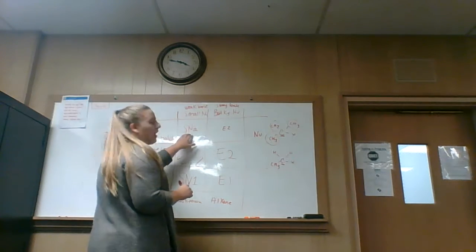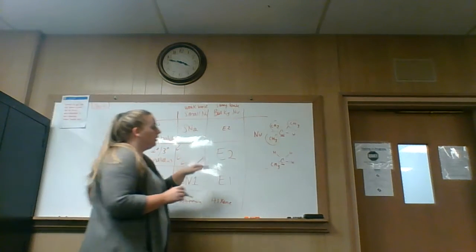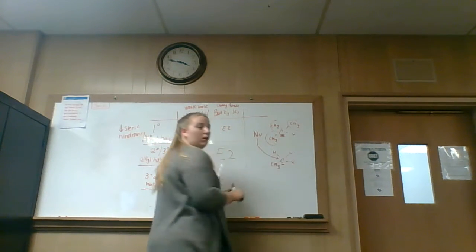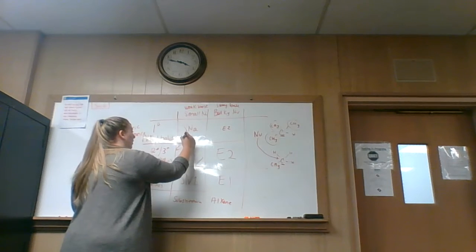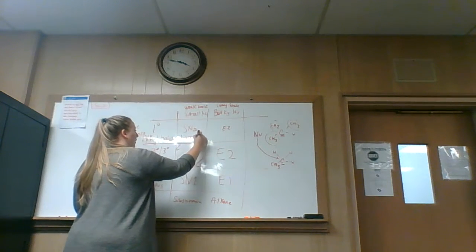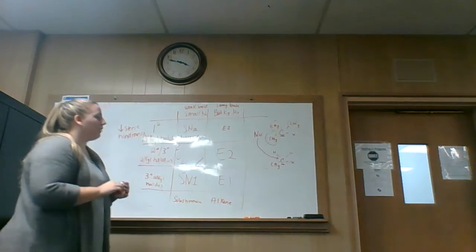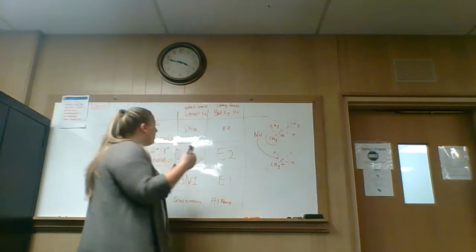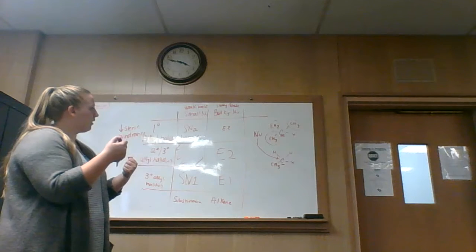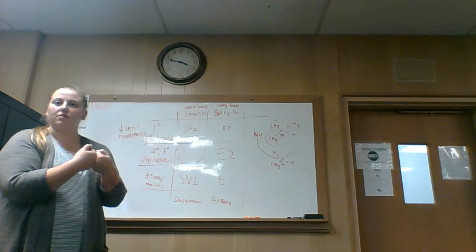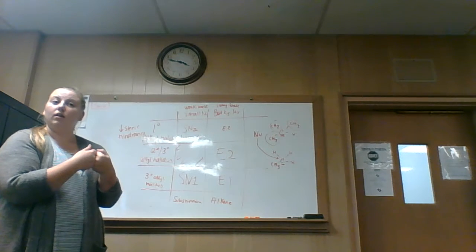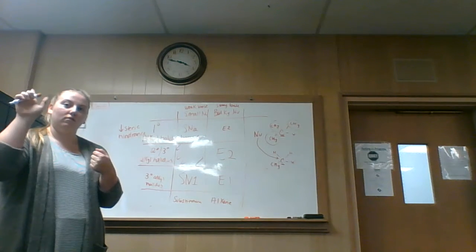Now, there's a specific kind of attack that happens in SN2. Does anybody remember? A backside attack. Very good. So we have the nucleophile attacking the carbon. How many steps is this reaction, an SN2 reaction? It's one. What's the term?